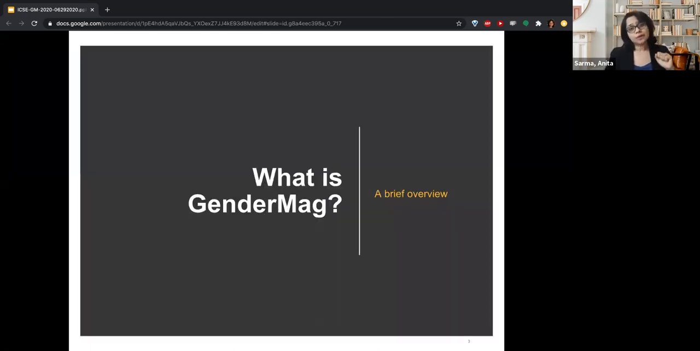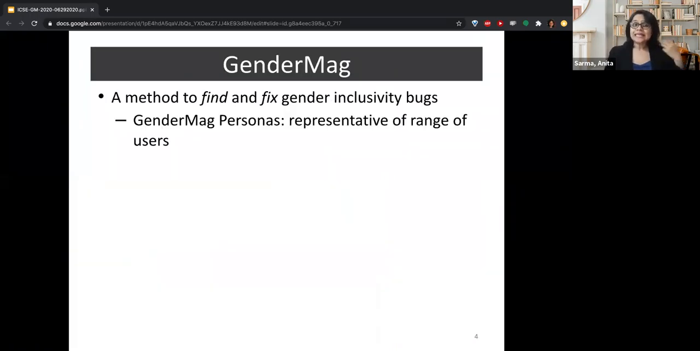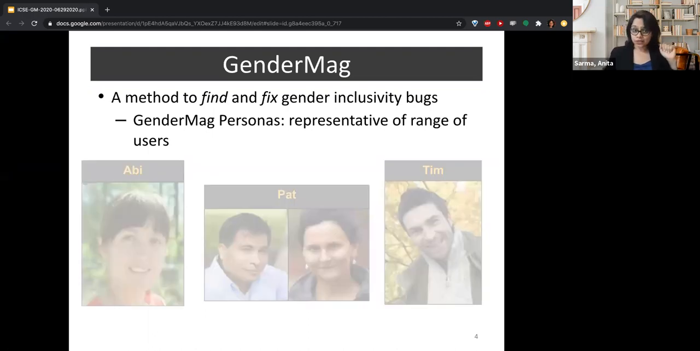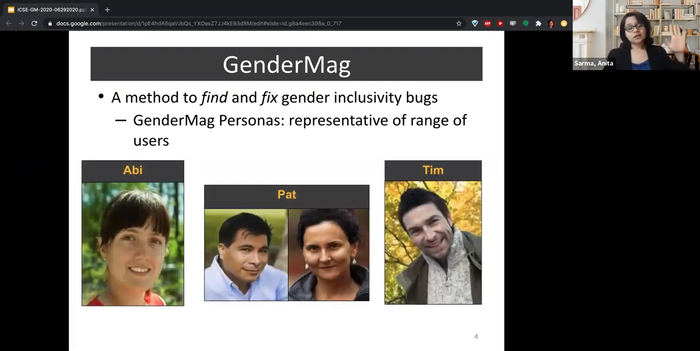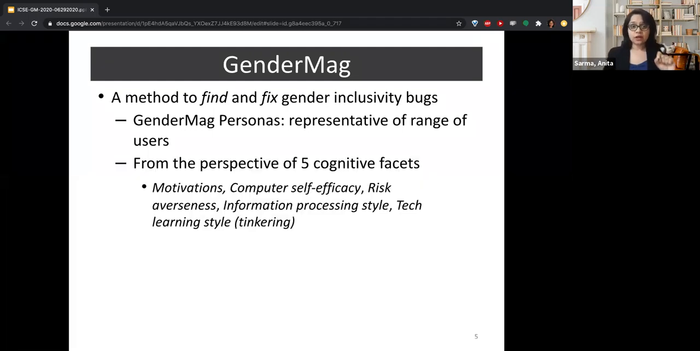So what can you do about it? Let me talk to you about a method called GenderMag. It helps you evaluate your software to find and fix gender inclusivity bugs. It uses personas. It has 4 personas. On one end of the spectrum is Abby, and the other is Tim. And these personas are representative of a range of users of your software from the perspective of 5 cognitive facets.